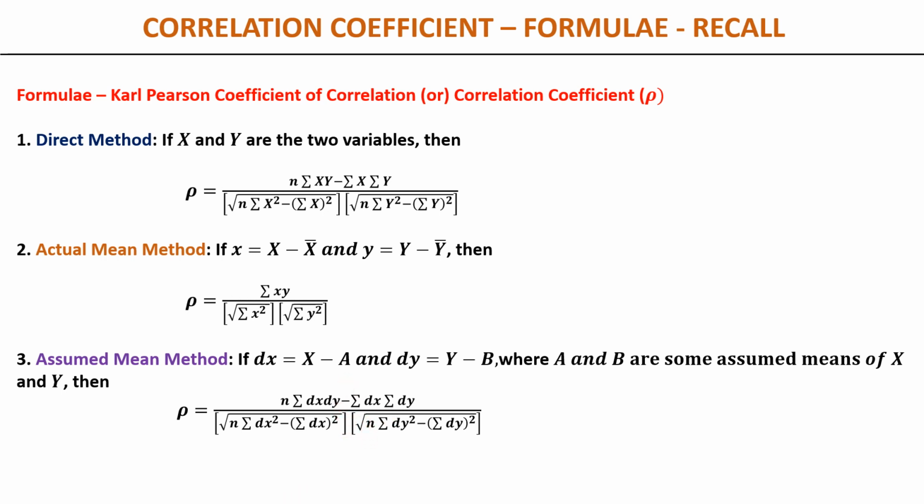But we also recall that if we have found a scaling factor as h along the x values and k for the y values, then we also said you could take dx as x minus a divided by h and dy to be y minus b divided by k, and use the same formula to evaluate the correlation coefficient, because the correlation coefficient is independent of the change of any origin like a or b that we have chosen, or the scale which we have taken here to be h and k. So irrespective of what a, b, h or k is, the answer for rho shall be the same. So let's attempt a few problems based on these three methods in the next slide.